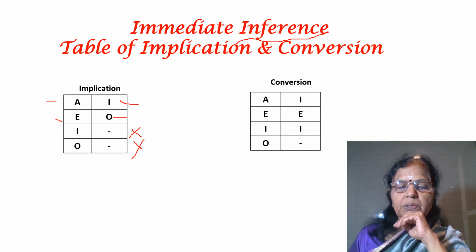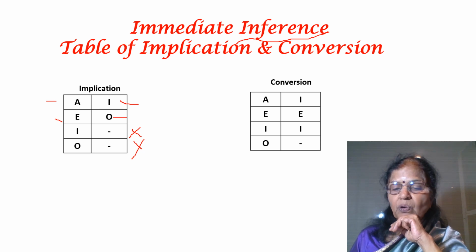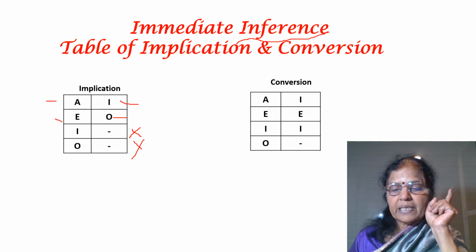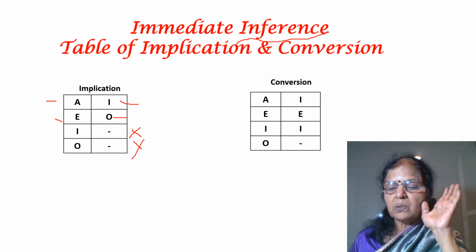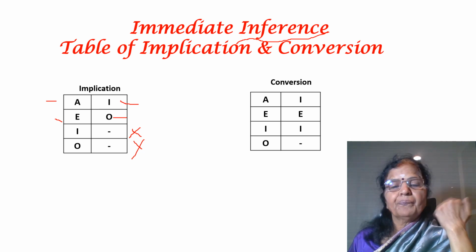You got it? So if one A type statement is given and the conclusion is given as I type, then you can very well say it follows. Correct. And if a single E type statement is given and the conclusion O type is given, then you can say it is true, valid, correct. But otherwise, I type statement, O type, you cannot conclude anything, so it is invalid. No, it does not follow.